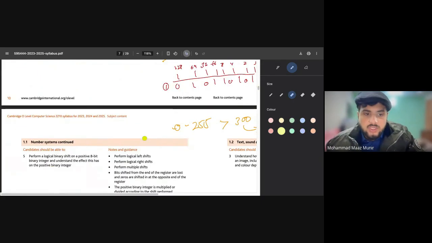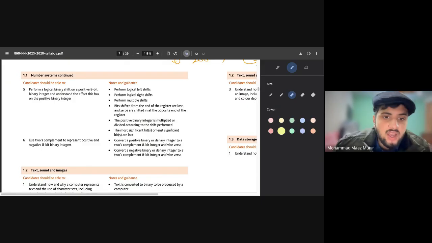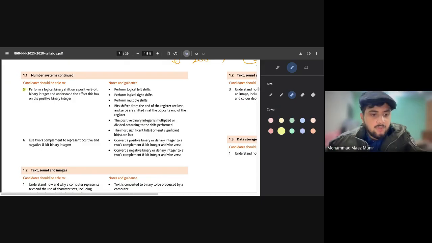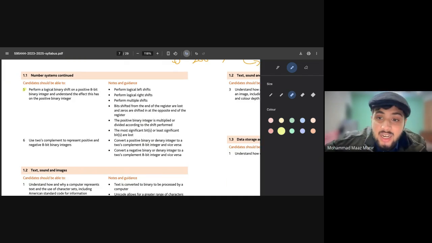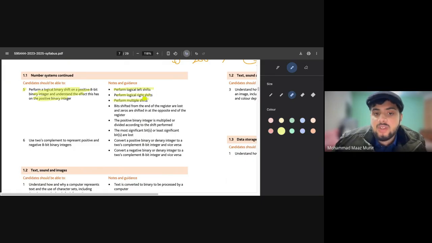Okay, so yeah, we studied all this. Here we also looked into point number 5, where we explored how we can perform logical binary shifts on a positive 8-bit integer, and the effect it has on the positive binary integer. If you remember, we discussed this in great detail in Friday's class, and if you do not get it, you should go watch that. We studied how to perform left shift, right shift, multiple shifts, meaning that you logical shift 2 times, and how when you shift from the end of the register, bits are lost and zeros are added on the opposite, left-hand side. If you do a logical shift left, it results in the value getting multiplied by 2, or divided if you shift towards the right-hand side.